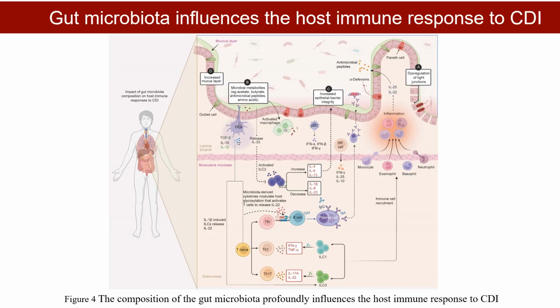The gut microbiota plays a protective role against CDI by regulating C. difficile growth through the production of metabolites, antimicrobial peptides, and antibodies. These factors, in turn, modulate the host immune system to combat CDI. The intestinal innate immune system coordinates a diverse array of defensive mechanisms against CDI.